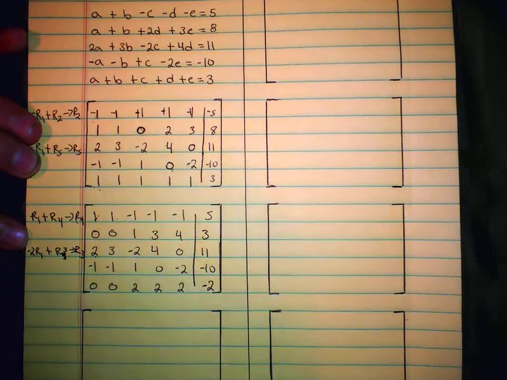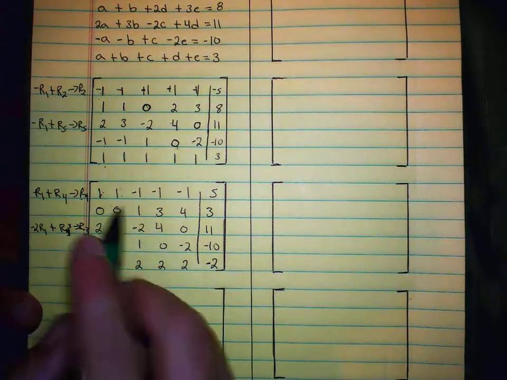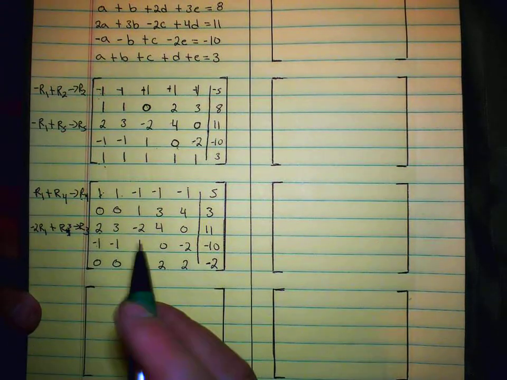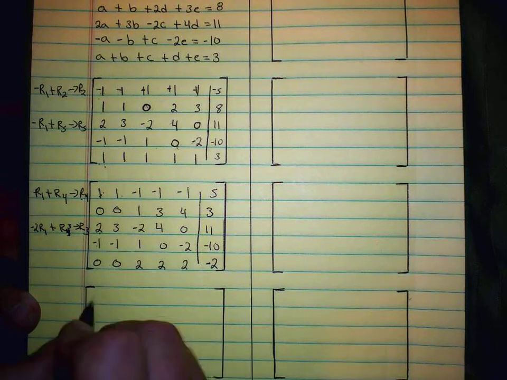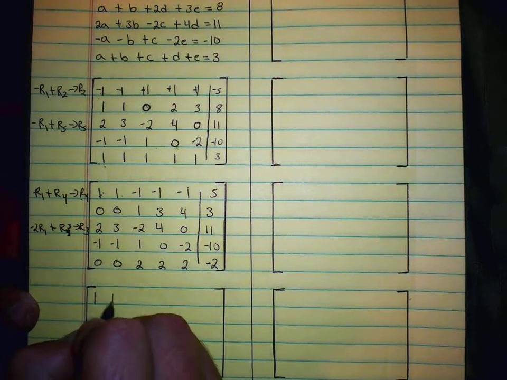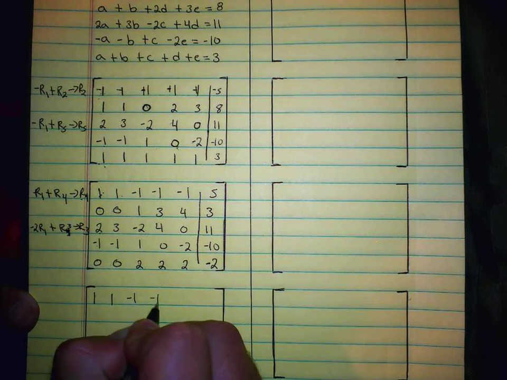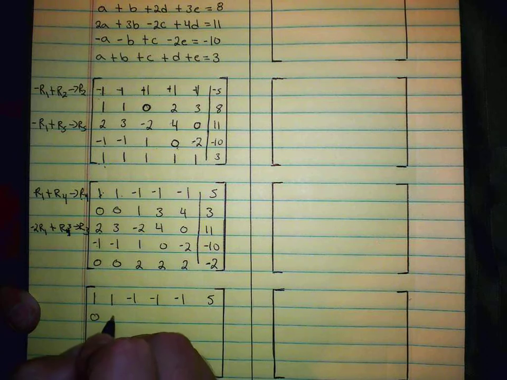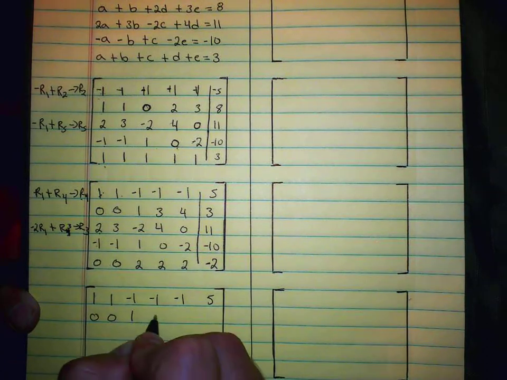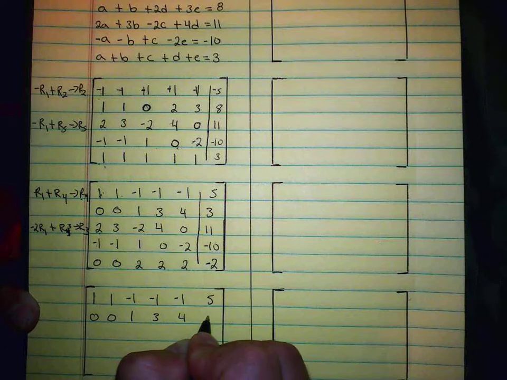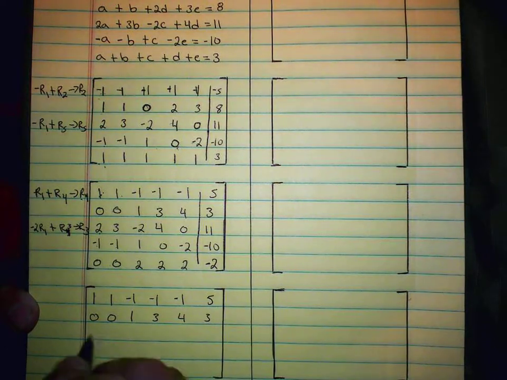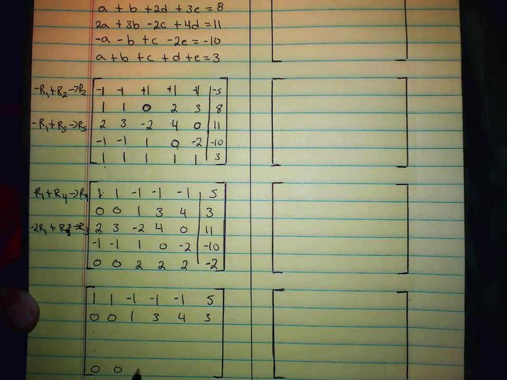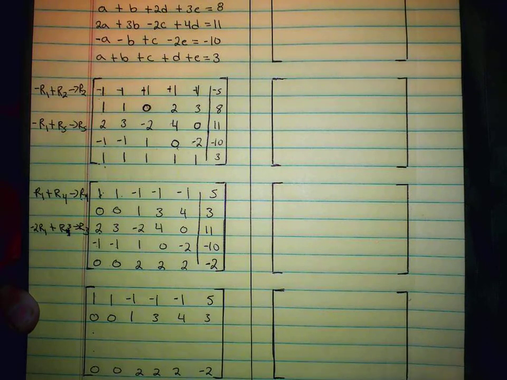Okay? So let's write down columns 1, 0, and 5, 1, 2, and 5 real quick because those aren't going to change. 1, 1, negative 1, negative 1, negative 1, 5. 0, 0, 1, 3, 4, 3. Alright, rows 3 and 4 will change, row 5 will not. 0, 0, 2, 2, 2, and negative 2.